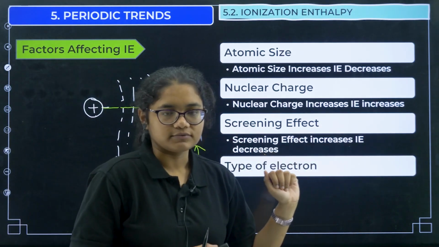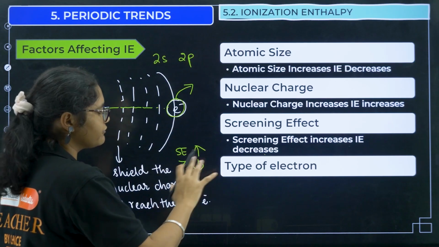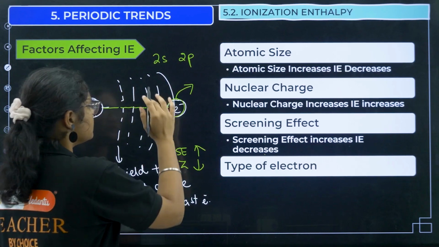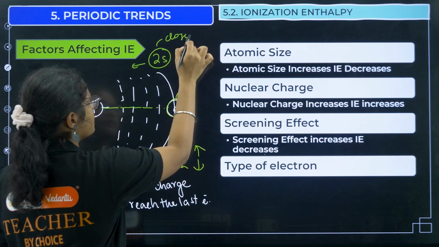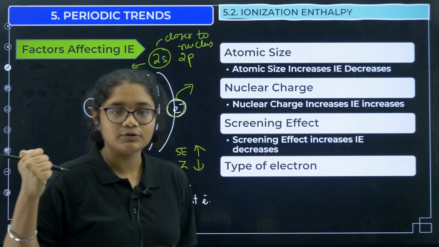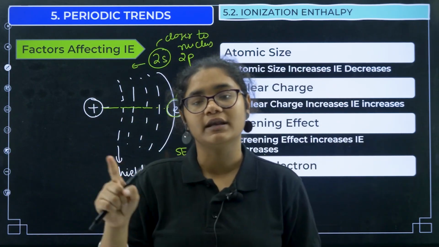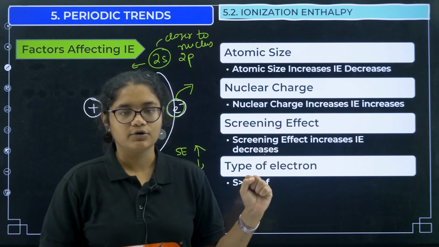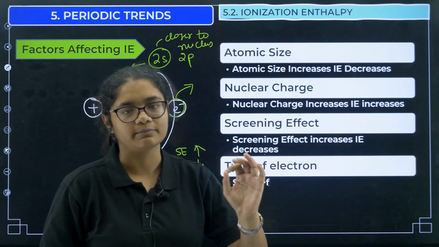Next is type of electron. Suppose we have electrons in 2s and 2p. 2s is closer to the nucleus, which means it is more attracted towards the nucleus. So removing an electron from 2s will be more difficult than removing an electron from 2p. So what will be the order? S, P, D, F. If s electrons are present, ionization energy is more, and if f orbital is present, ionization energy will be less.